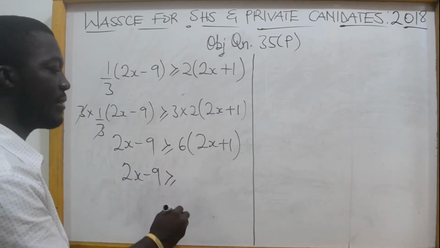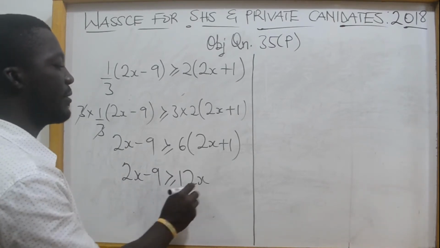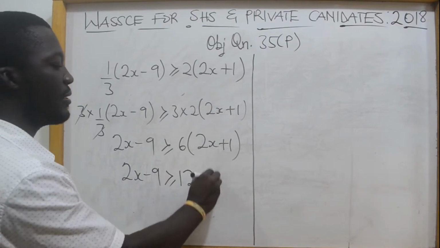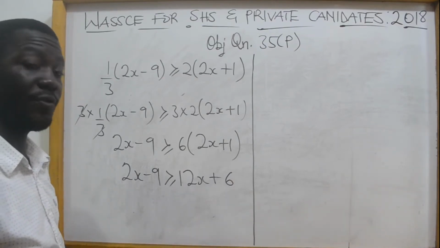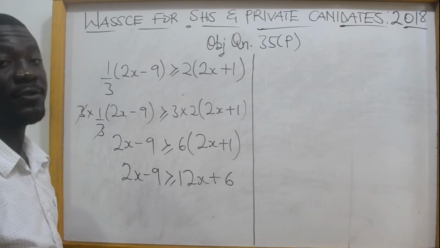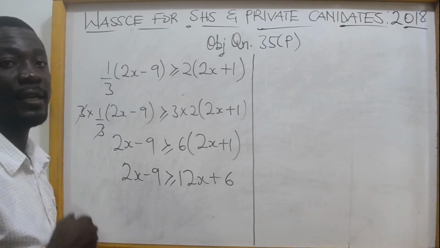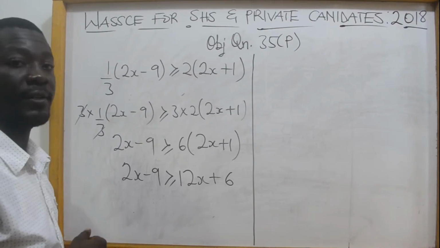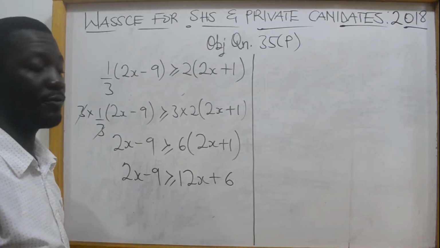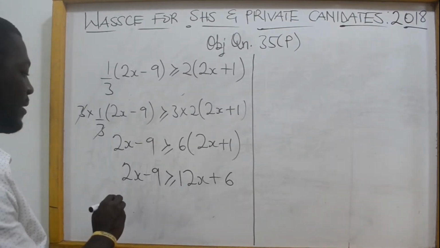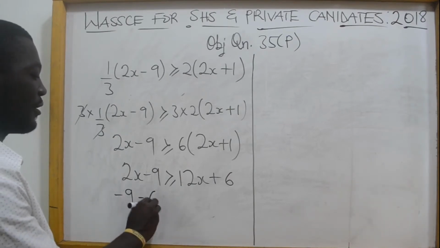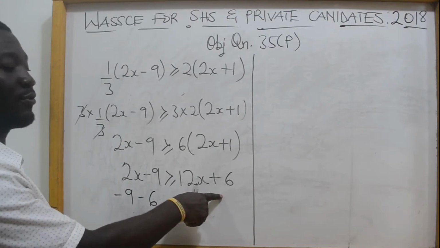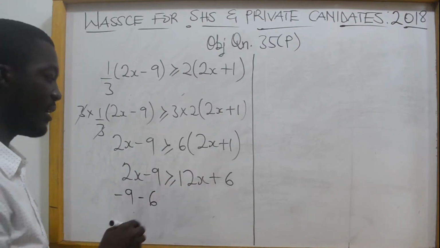Then the next step, we do expansion, which is 2x - 9 greater or equal to 6 times 2x is 12x. Then 6 times 1 is 6. Then we group like terms. The numbers will come to the left hand side and those with variables will move to the right hand side. Right, so then you get negative 9 is already there, negative 6 will join. It is positive, and when it's transposed to the left hand side it becomes negative.